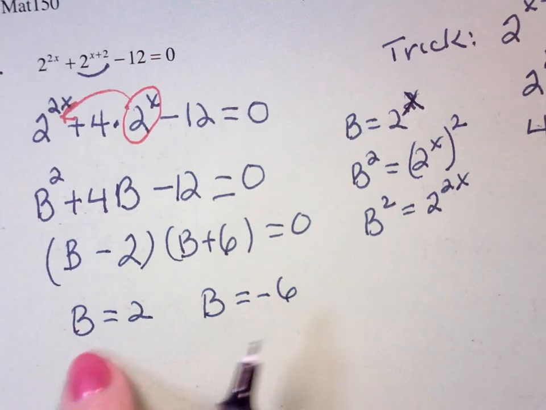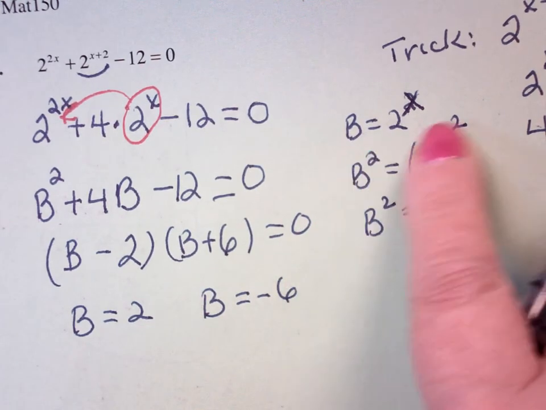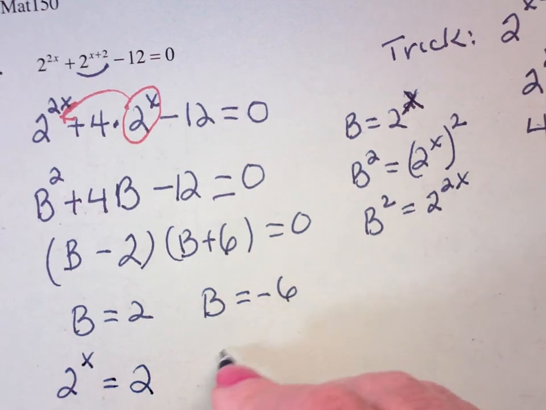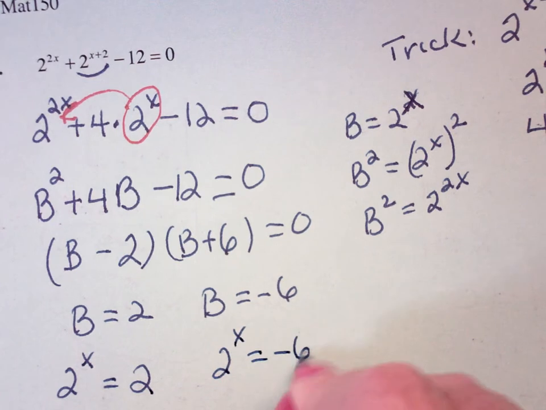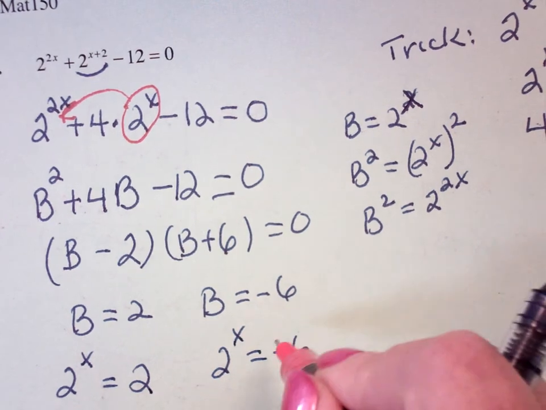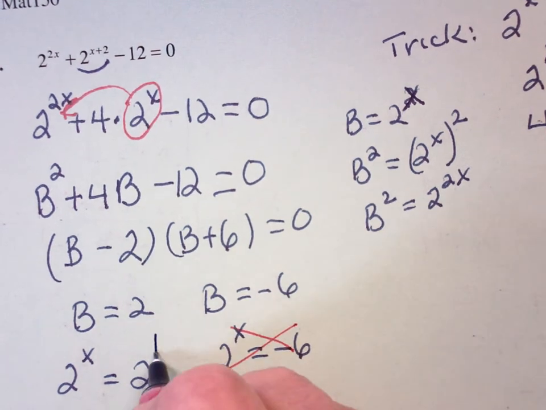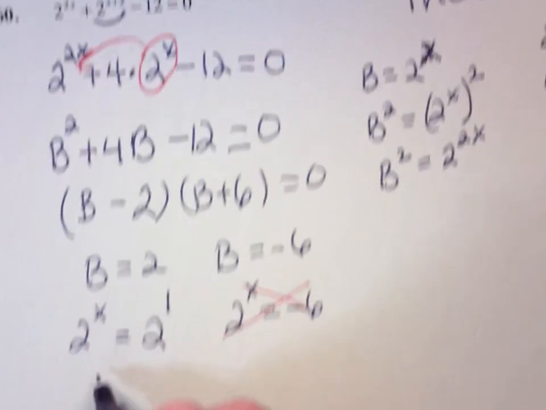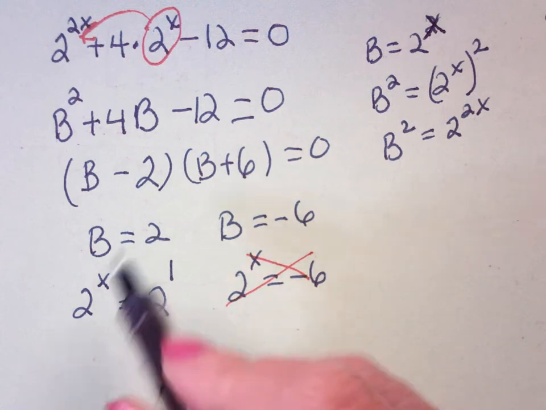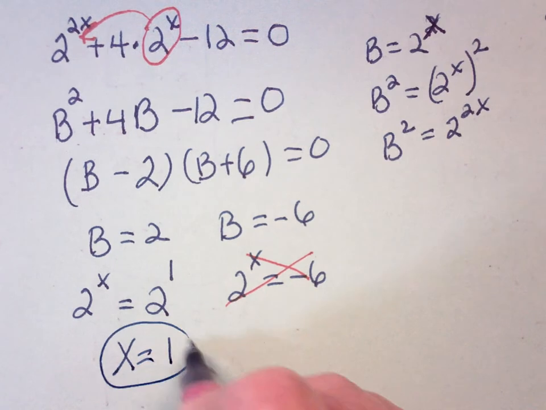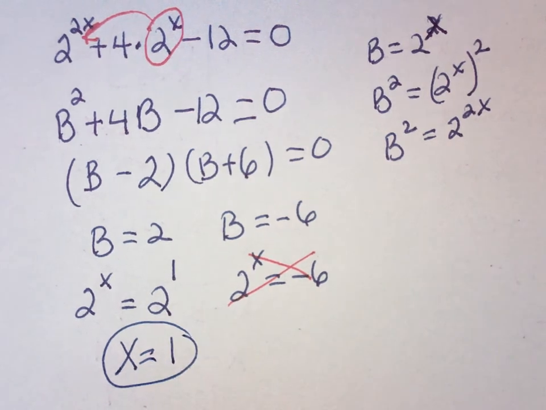Then I go back up. What was b? b was 2 to the x. So 2 to the x equals 2. 2 to the x equals negative 6. Again, 2 to the x is never negative 6 because an exponential is never negative. And 2 to the x is equal to 2 to the 1. What's x? If 2 to the x equals 2 to the 1, what's x? Yeah, x equals 1, because if the bases are the same, then the exponents must be equal.